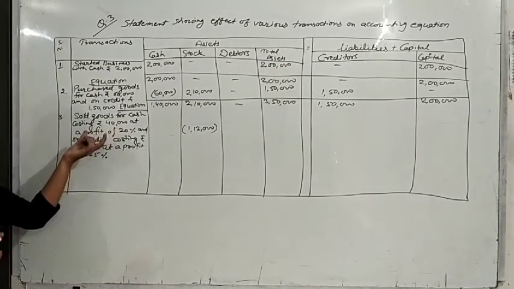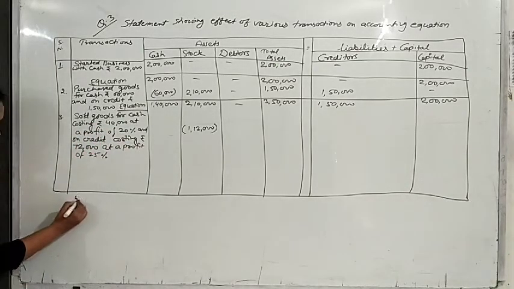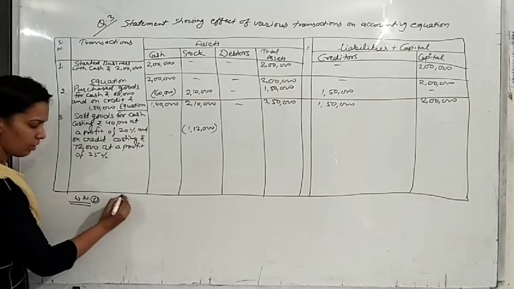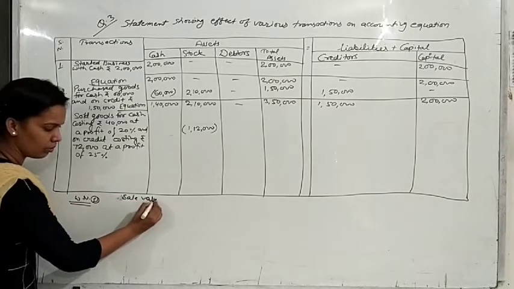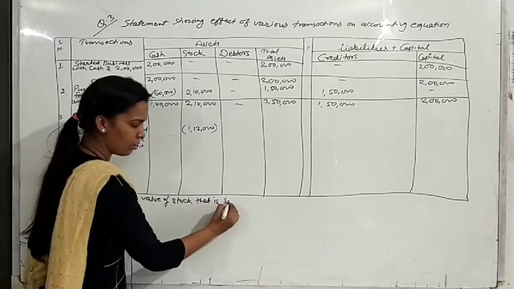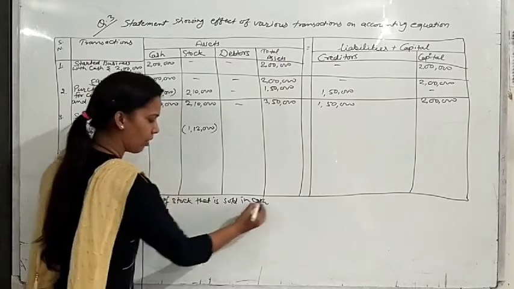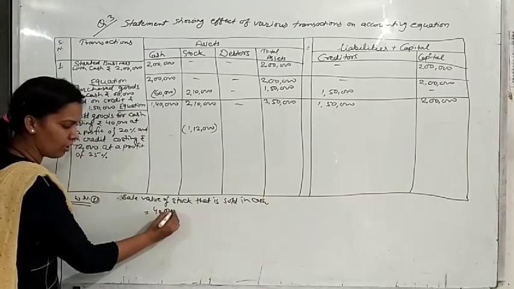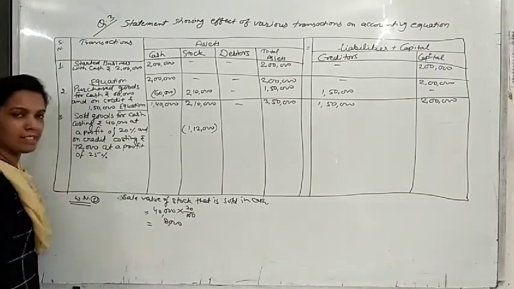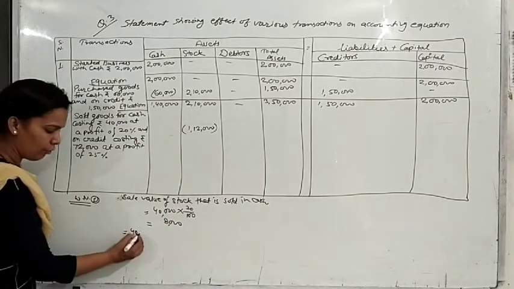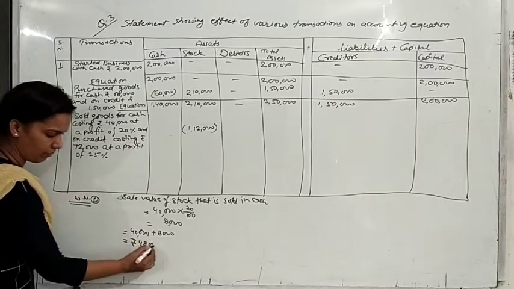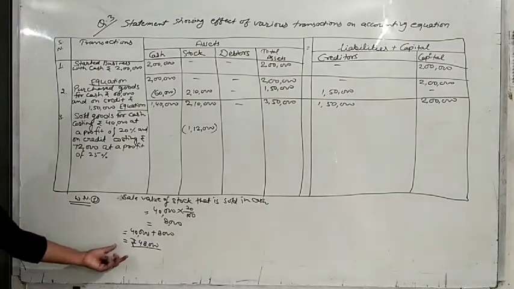40,000 of goods is to be sold at 20% profit. So just make here a working note. Sell value of stock that is sold in cash. So what is the costing? That is 40,000 and you are selling it at a profit of 20%. So 20% of 40,000, that is 8,000. So selling value will be 40,000 plus 8,000. It means rupees 48,000. You are receiving cash rupees 48,000.